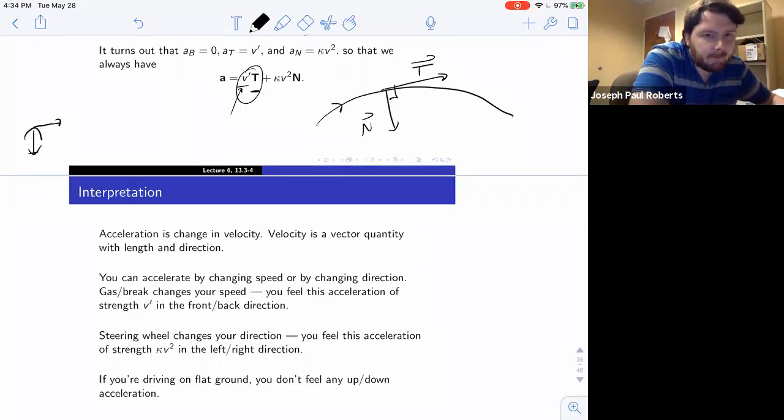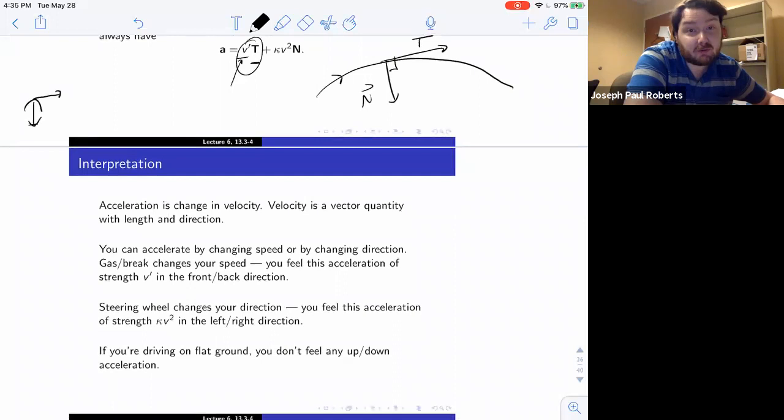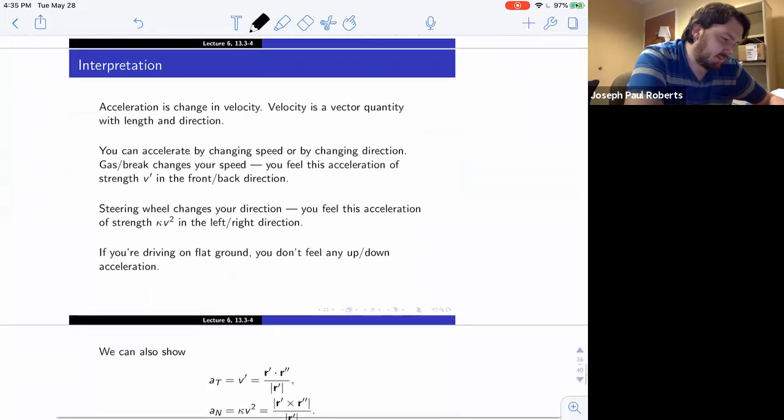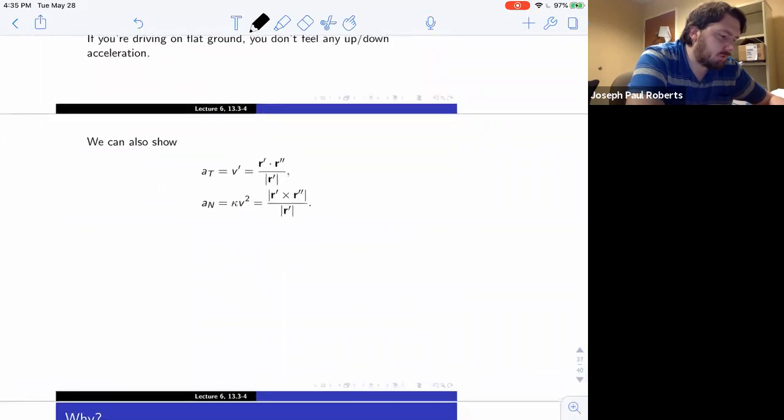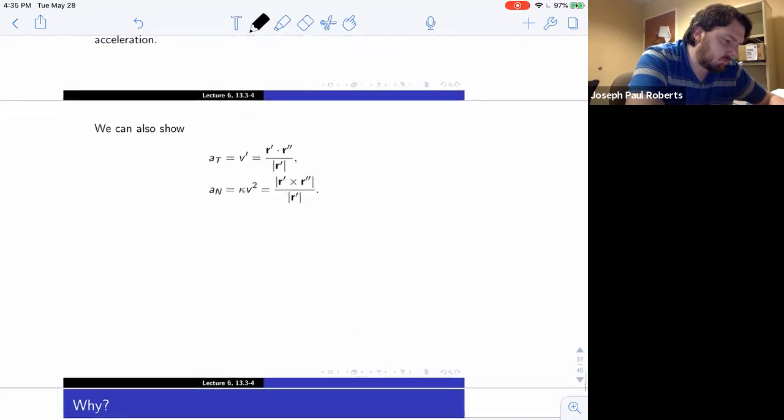Okay. And so that's neat, that formula. It sort of ties together what you feel when you're driving. And then it turns out that you could show that these formulas are equal to this. I'll just show you. I'll show this real quick. It's a very similar formula to what we had before.